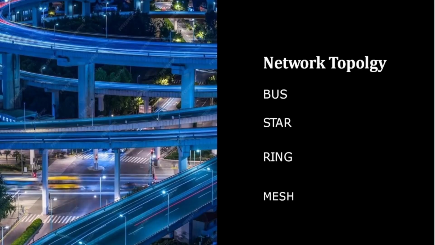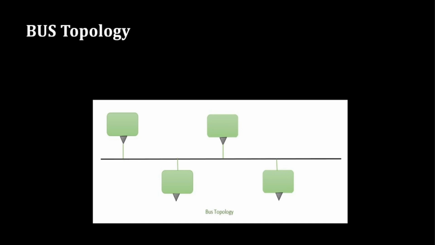Okay, next we have network topology. In simple terms, network topology refers to how devices are connected in a computer network. So there are different types of network topologies like bus, star, ring, and mesh. Let's explore each one. So first we have bus topology.